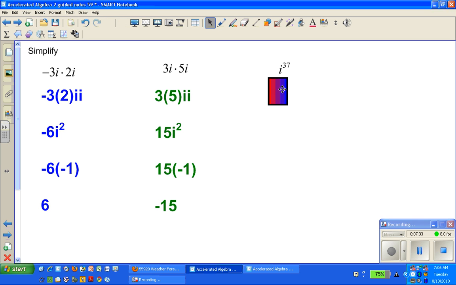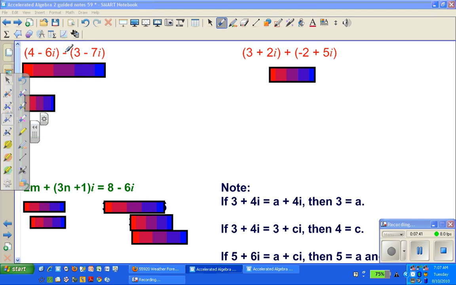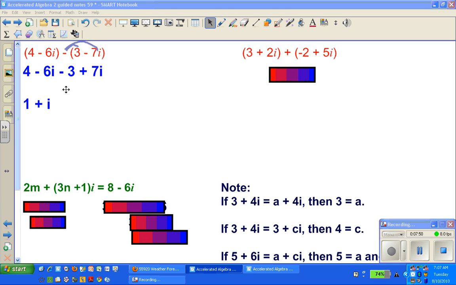And this we did on the previous page. I'm not sure why I listed it again. So here, all we're going to do is distribute through the minus sign into the second parentheses. And then we're going to just collect like terms. Your 4 and your 3 gives you your 7. Your negative 6i plus your 7i is this. Here, since it's adding in between, you don't need the parentheses. Just collect your like terms. Your 3 and your negative 2. Your 2i and your 5i is 7i.